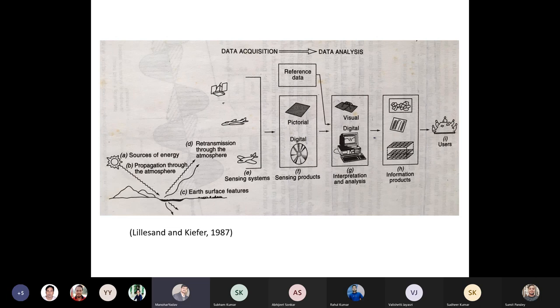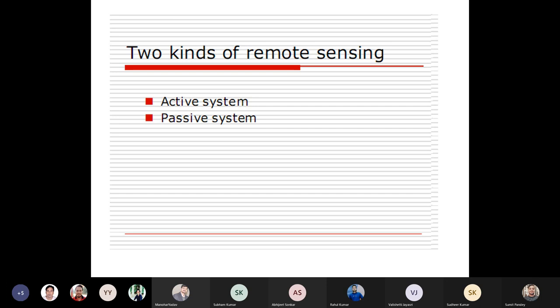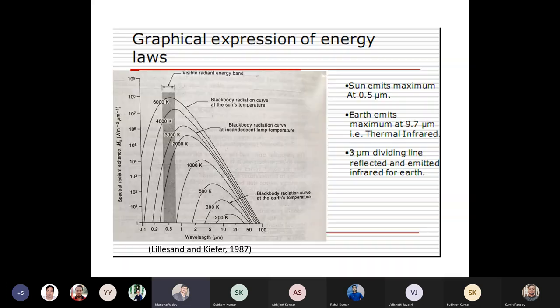But when we consider our sensor in a thermal band, 9.7 micrometer, let's say, right now I am at slide number 12. After the 3 micrometer dividing line, you can see the radiated energy from the Earth surface. There is a curve where we get the maximum at 9.7 micrometer. This radiation law we use to calculate the maximum wavelength, the wavelength at which we get the maximum energy.